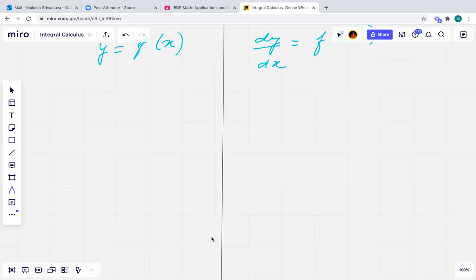Now see, if f of x is x, what is the derivative of x? It is one. Correct. If I say the derivative of x plus 100, how much is the derivative of x plus 100?